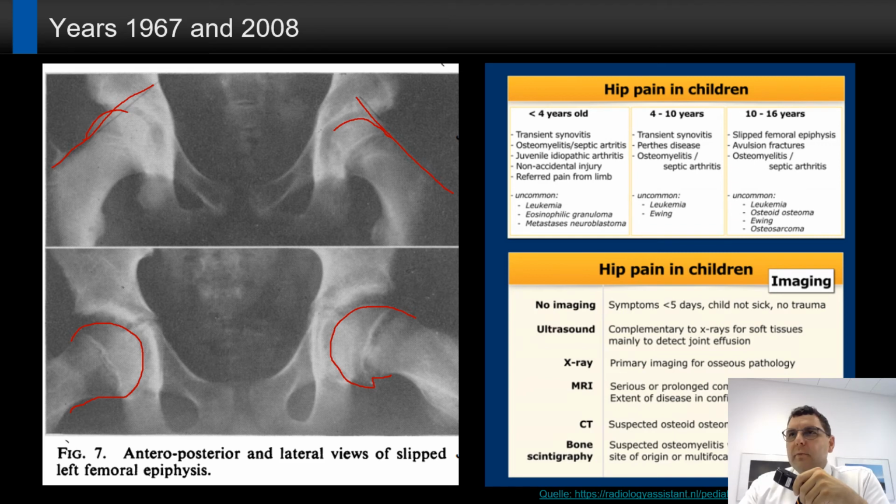Again, hip pain in children is quite a difficult topic, still it is after all those years, and you need to have a very good clinician who also can indicate the correct examination for imaging. Usually there is no imaging performed early on in symptoms, less than 5 days, unless the children are sick or had a trauma. Then ultrasound is a good method, as well as X-ray, as I have shown you here with this old image. And MRI is usually not the first-line examination. It's basically if you cannot solve the problem otherwise.